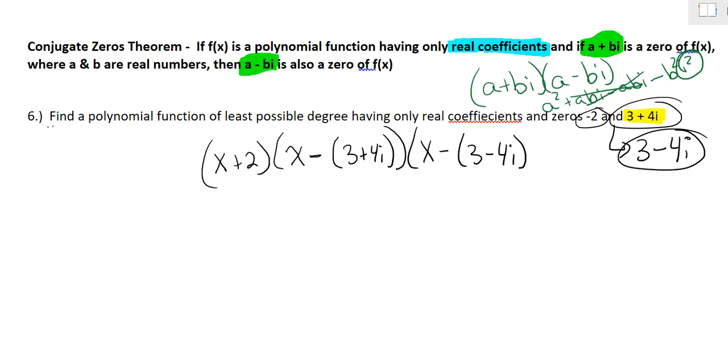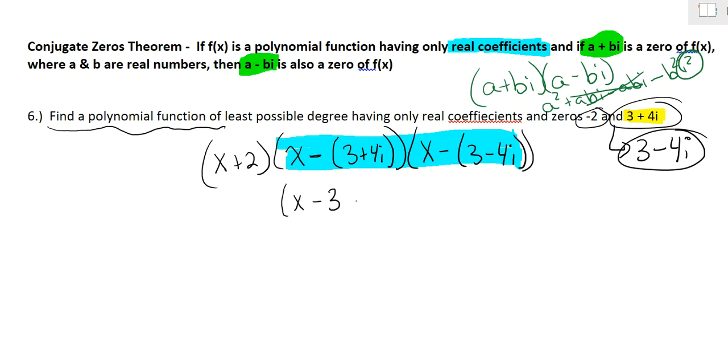And we want a polynomial function, so we're going to have to multiply this out. We're going to start by multiplying these two out, which is going to get a little bit complicated because it's not just a binomial. In reality, this is now a trinomial. So we've done this before. We've done this several times actually in the first few chapters.